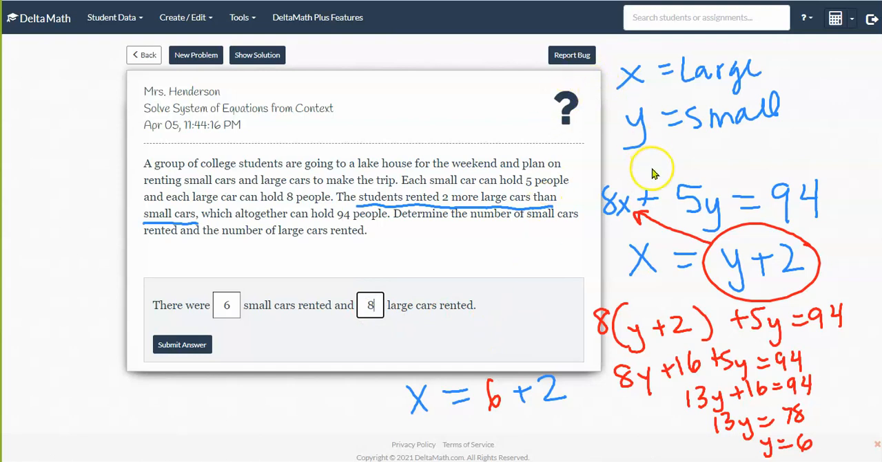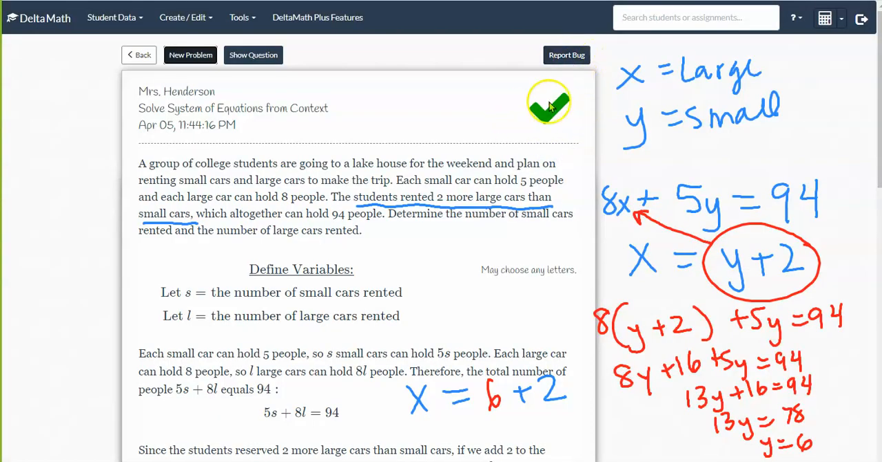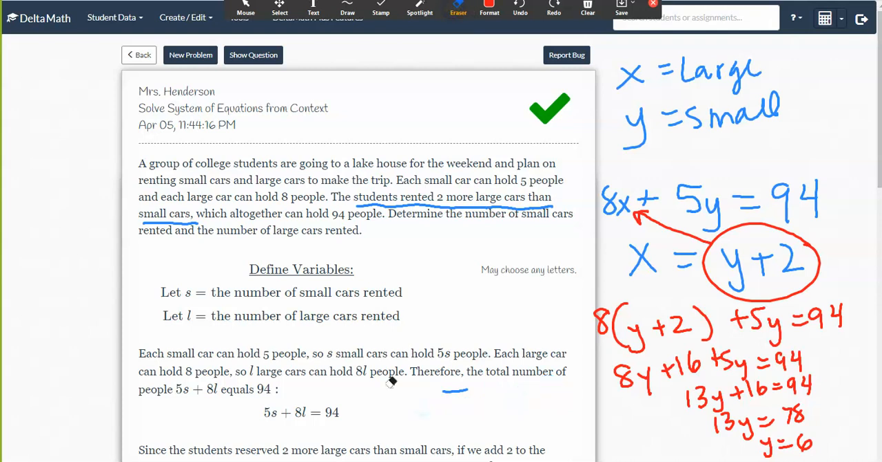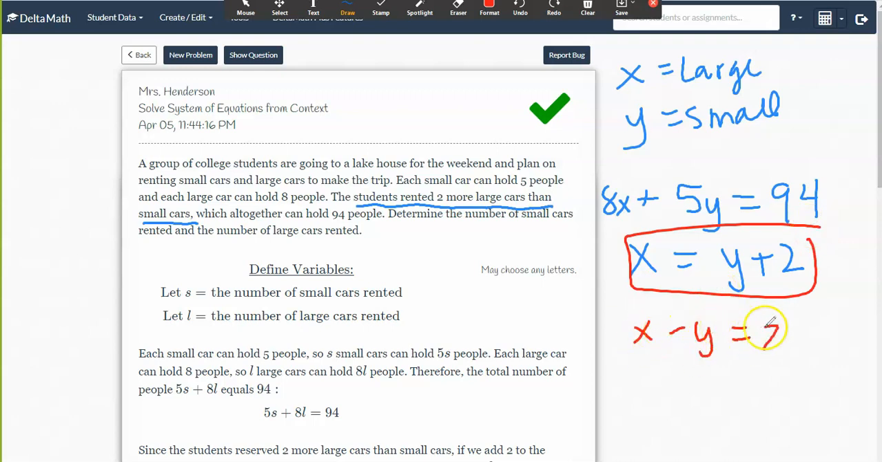Now, I chose to use the substitution method. You certainly don't have to use the substitution method here. You could have used the elimination method, so we're correct. And when I say elimination method, I mean what I could have done here is I could have taken this sentence and written it as x minus y equals 2.